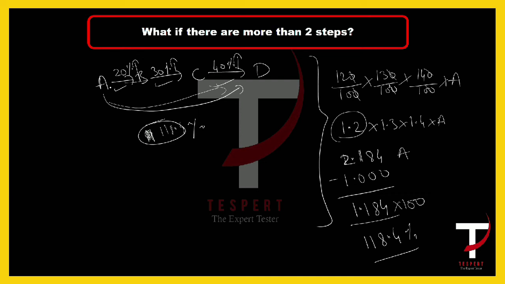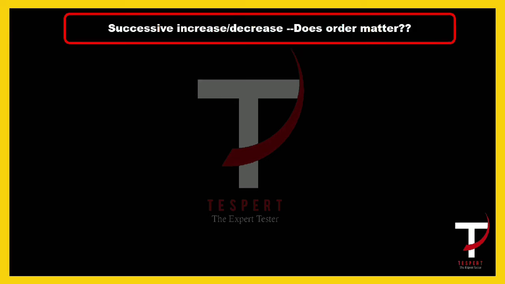Okay. So in order to directly increase from A to D, we must increase A by 118.4%, which is compared with all these 3 percentages combined, 20, 30, 40, which is 50, 90. Right? All these 3 percentages combined. So 118.4% is greater than 90%. Okay. This way it can be followed anywhere as far as percentages are concerned. Let's move on to the next slide.